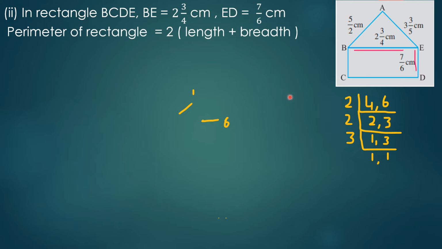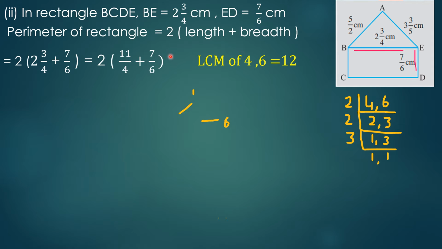Now what is the formula for the perimeter of a rectangle? Equal to 2 into length plus breadth. So write down the values of the length and breadth. So this will become 2 into 2 3 by 4 plus 7 by 6, which is equal to, so here we have one mixed fraction. So convert the mixed fraction into an improper fraction. So this will become 2 into, 4 2s are 8, 8 plus 3, 11. So 11 by 4 plus 7 by 6.